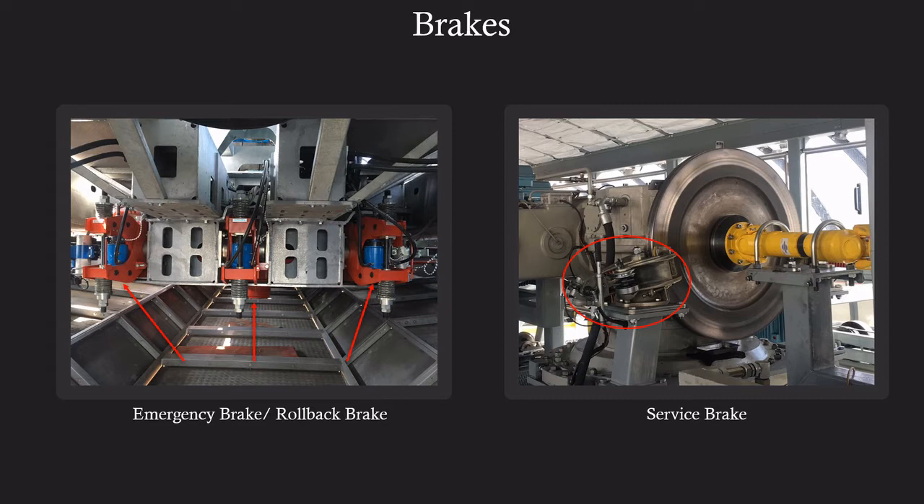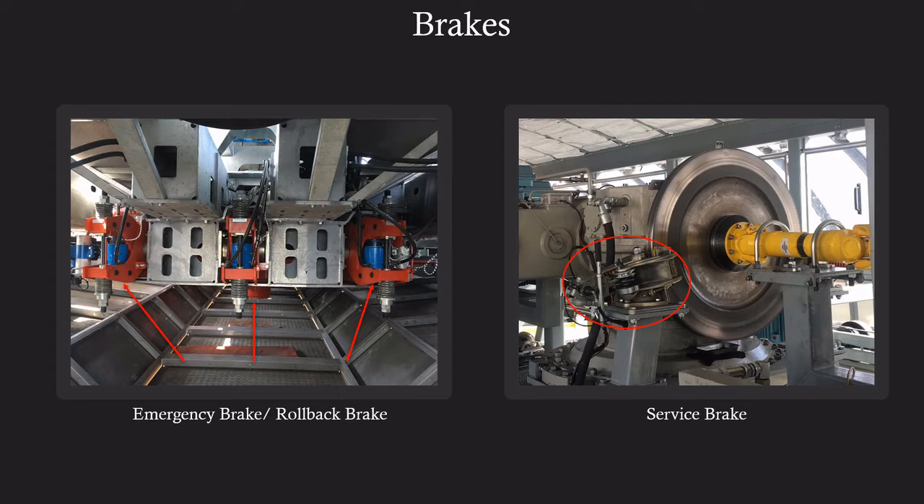The service brake, which is shown on the right, is what is used to stop the lift during normal operation. This is applied directly to the flywheel. The emergency brake and rollback brake are rather applied directly to the drive bull wheel to stop the lift. The difference between the two is that the emergency brake and service brake will have a button on the control panel, while the rollback brake will be deployed automatically.